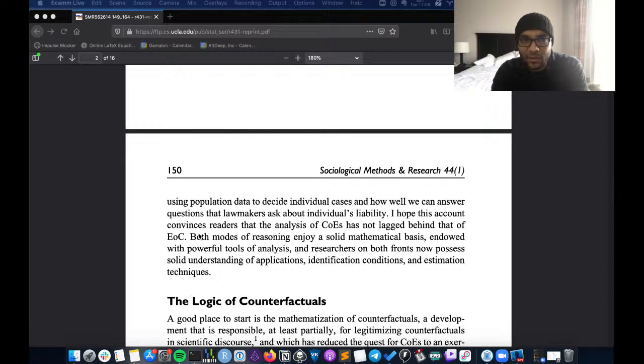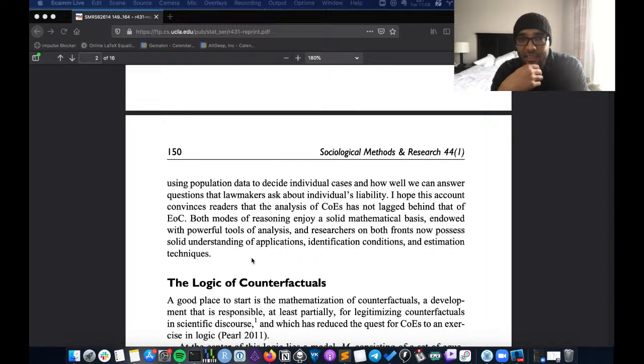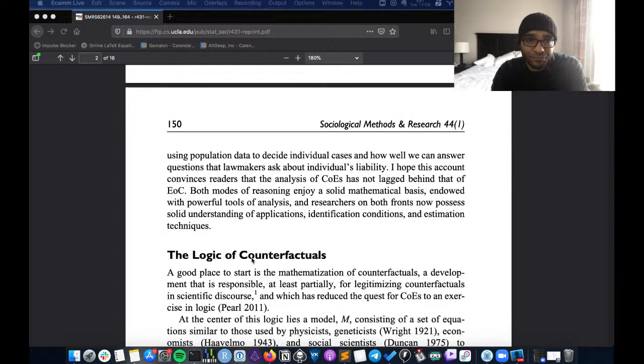So I hope this account convinces readers that the analysis of causes and effects, the causes of effects, has not lagged behind that of effects of causes, but both modes of reasoning enjoy a solid mathematical basis endowed with powerful tools of analysis, and researchers on both fronts now possess solid understanding of applications, identification conditions, and estimation techniques.